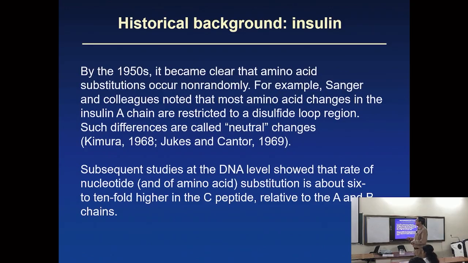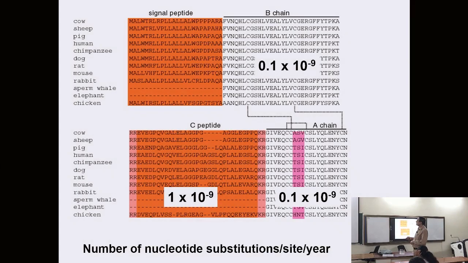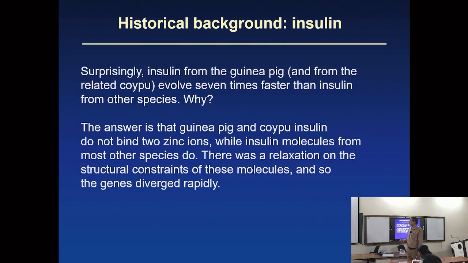Further, we came to know that the signal peptide and C peptide evolve 10 times faster than the B chain and A chain. This is the rate of evolution: the number of nucleotide substitutions per site per year. Surprisingly, insulin from guinea pig and from the related coypu evolved 7 times faster than insulin from other species. Why?